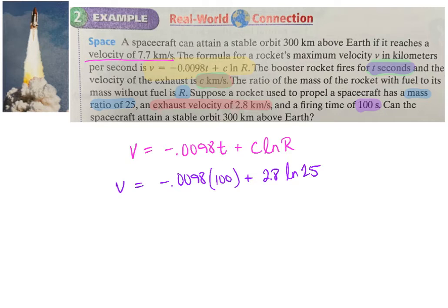So when you do all of that, you should get, when you round it, 8.0 kilometers per second. So the answer is yes. This is greater than 7.7, so it can obtain a stable orbit 300 kilometers above the Earth.